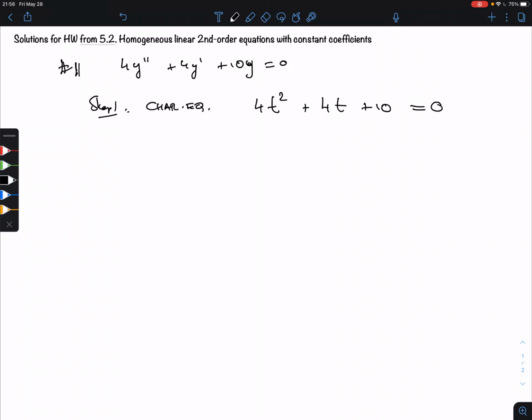Also be a bit on the lookout if they try to fool you and put the y double prime in the back instead of in the front or so. You always be careful, right? Okay, so this is our equation and we have to solve this.